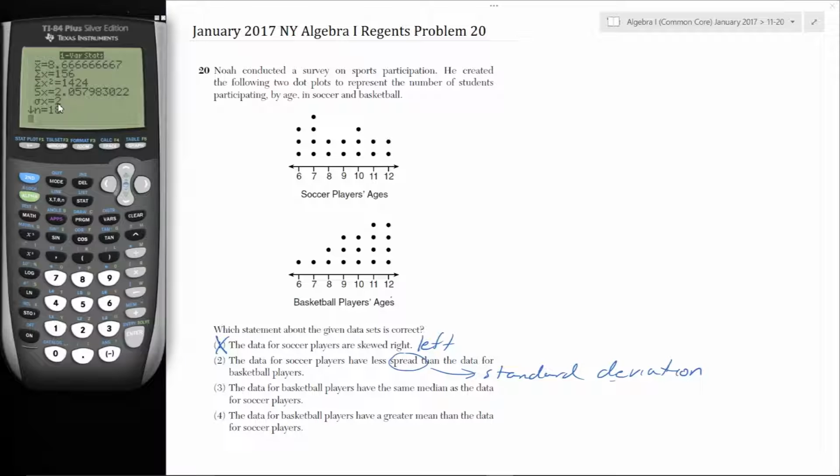The standard deviation is 2. So then if you do the same thing for the basketball players, then you can calculate the standard deviation for them. That's a little bit of effort, but you can do it that way.